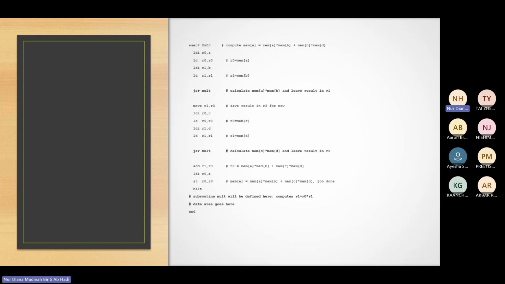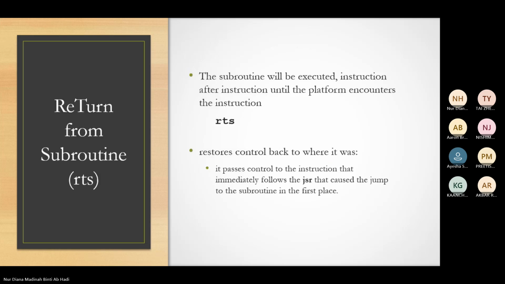So this is the sample of the code. As usual, we have our exec, halt, and end. Then we will have our data area, which is your declaration. We have our load, and then the operations. Then we add on the subroutine call: JSR multiply. And next, return from subroutine.